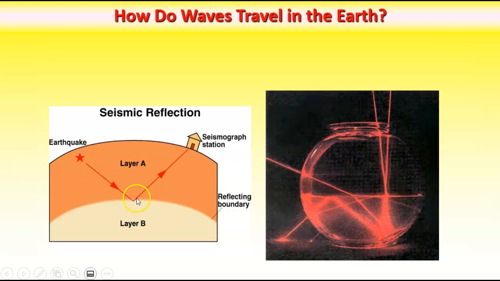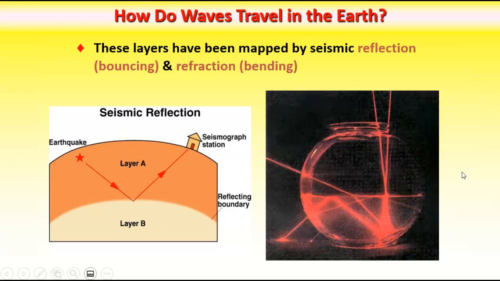If there's a different material here, we get some reflection of the energy waves. We get some refraction of the energy waves. These can be recorded, and the time it takes to get to our station can be calculated. That tells me something about where this new boundary is, right? Because I can figure out how long it took to get from my earthquake to my seismic station.